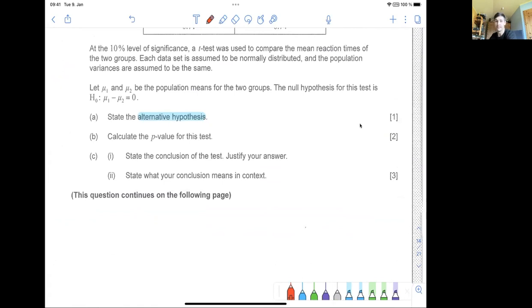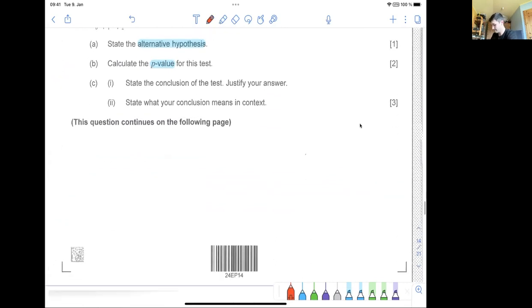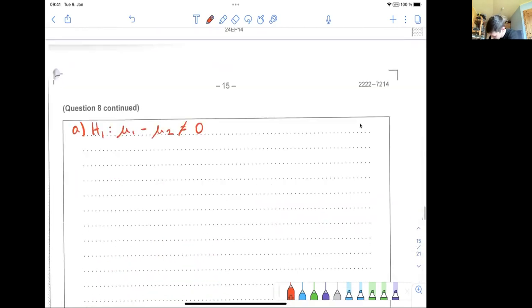Calculate the p-value for this test. Right, let's say p-value. Now, your calculator is going to do the heavy lifting in this question. So you're going to need to know how to use the statistics section or mode in your calculator, how to make two lists in your calculator, and then specifically for this question, you'll need to know how to run a two-sample t-test in your specific calculator.